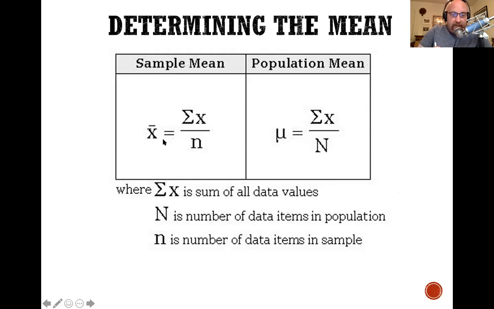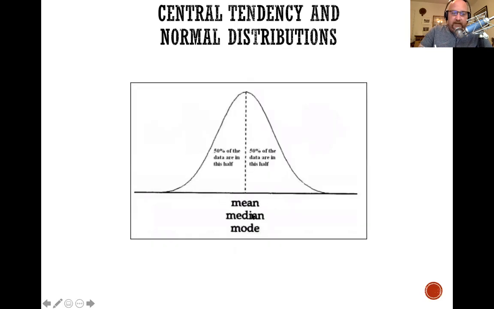And then, of course, you have the actual symbol for the mean itself. You have the x with a bar for a sample mean, and the mu for a population mean, but it doesn't change the calculation itself. It just means add up all the things and divide by how many things there are, right? So let's practice that.